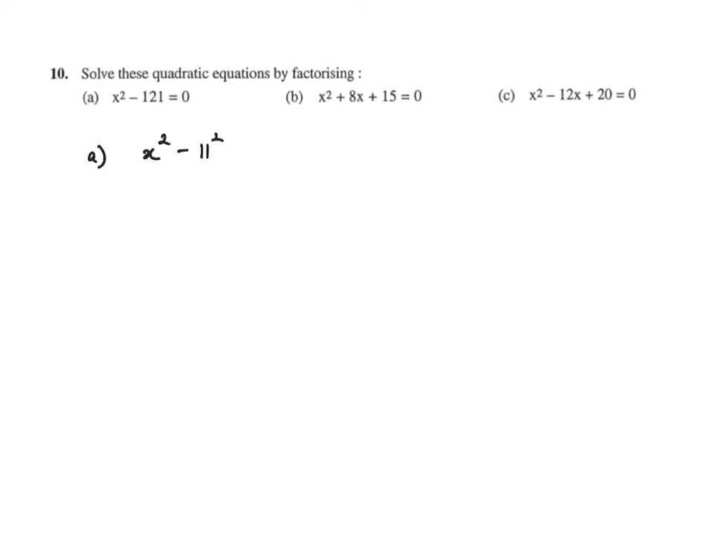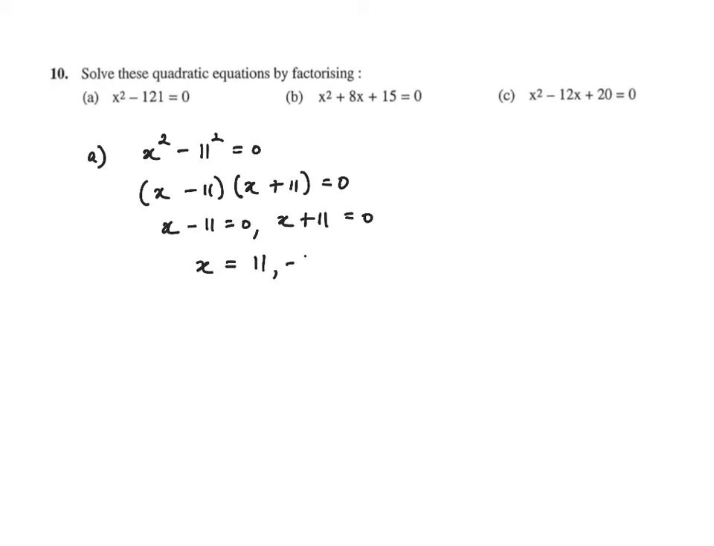What we have is the difference of squares here, and that gives us x minus 11, x plus 11 equals 0, so the next line is x minus 11 is 0, x plus 11 equals 0. There are the solutions. Part B, what we have here is a trinomial.